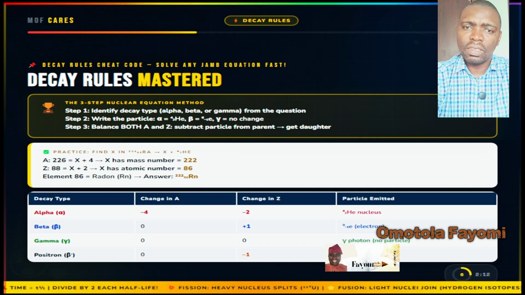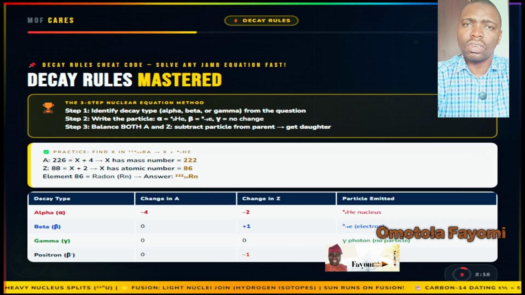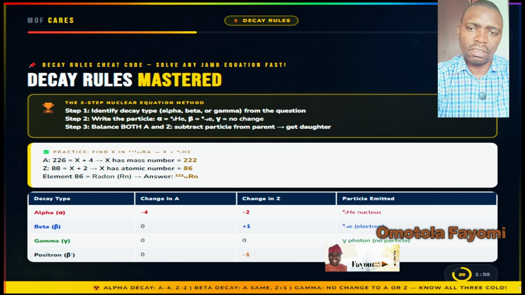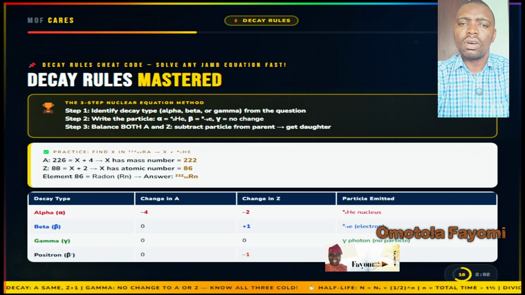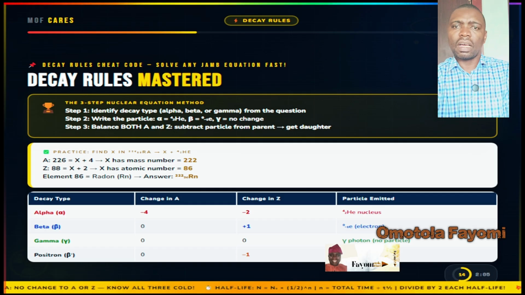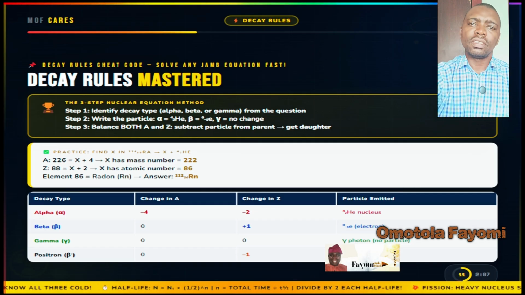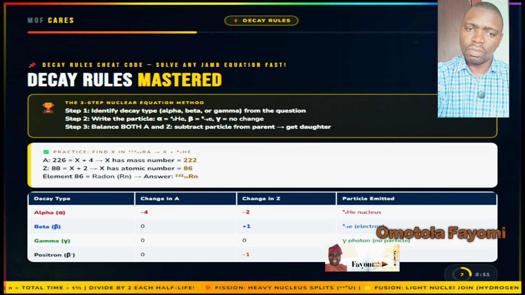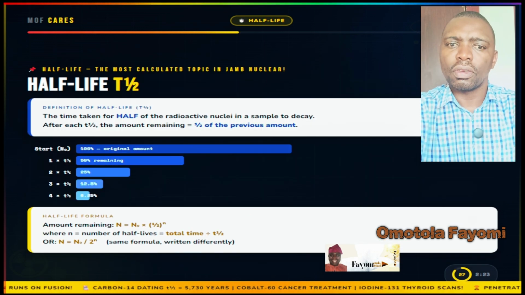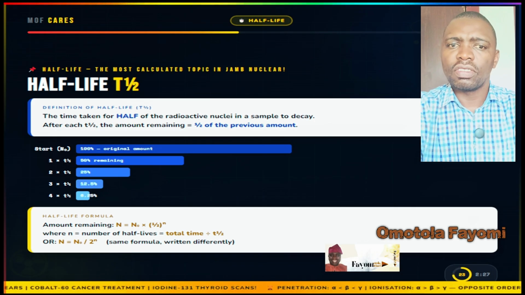The key JAMB facts to memorize: penetration and ionization are in opposite order. Alpha, lowest penetration, highest ionization. Gamma, highest penetration, lowest ionization. Think about it. The more a radiation interacts with matter, or ionizes, the more quickly it loses energy and stops. Low penetration.